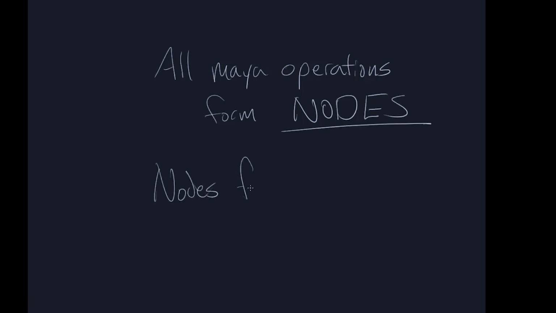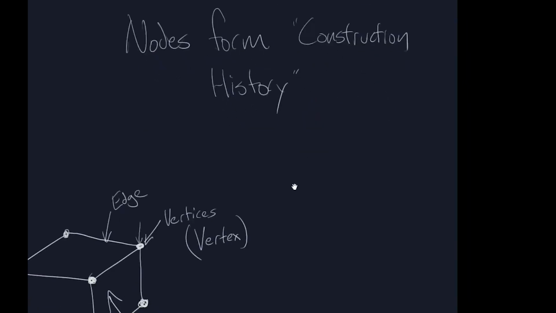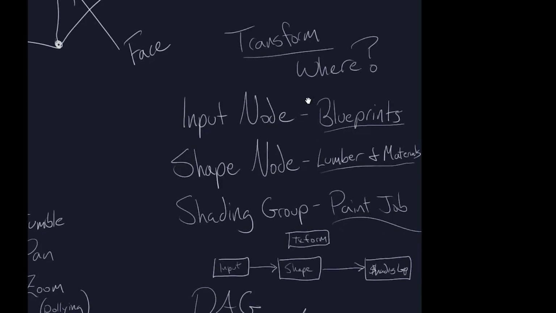These nodes form what is called construction history. You're going to hear that term a lot as you use Maya. If you go back to our earlier analogy, the input node was like blueprints, and the shape node is kind of like the object itself. It's all the different bits and pieces that make it up. And the shading group is the paint job.